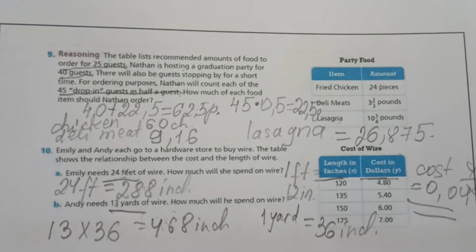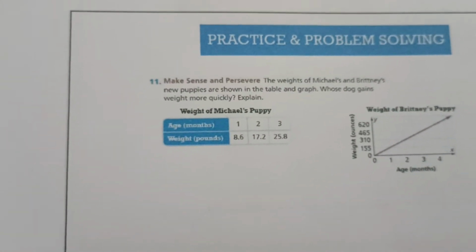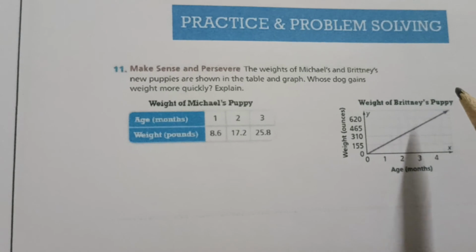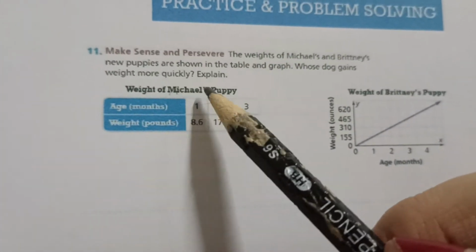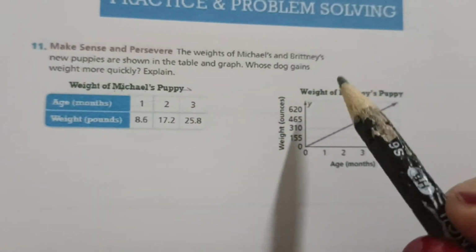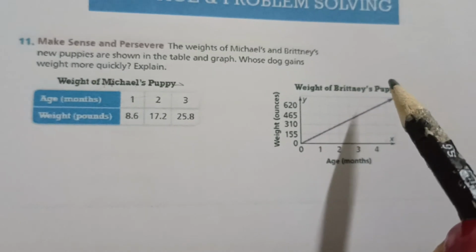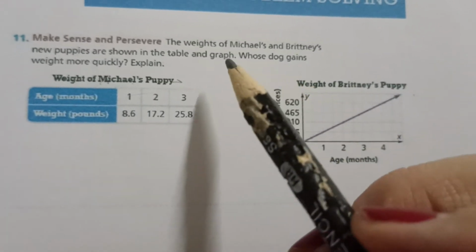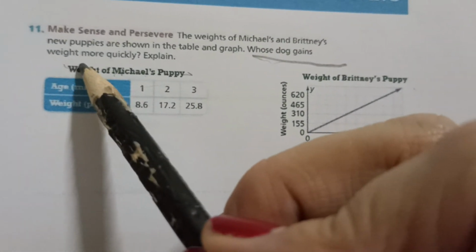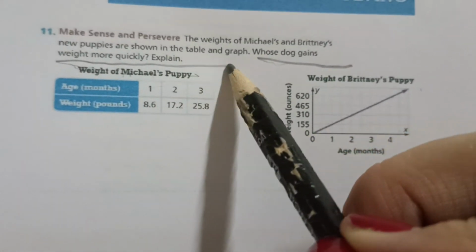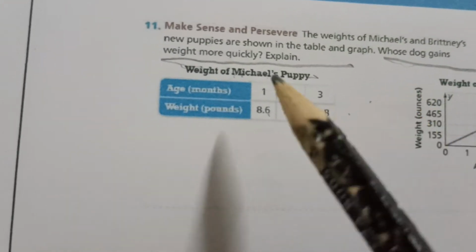Okay, number 11. What do we have here? We have Michael, and Michael has a puppy. And we have Brittany. Oh, who's this? Yeah, Brittany. And Brittany has a puppy. The question is, whose dog gains weight more quickly? We need to compare those relations, okay?